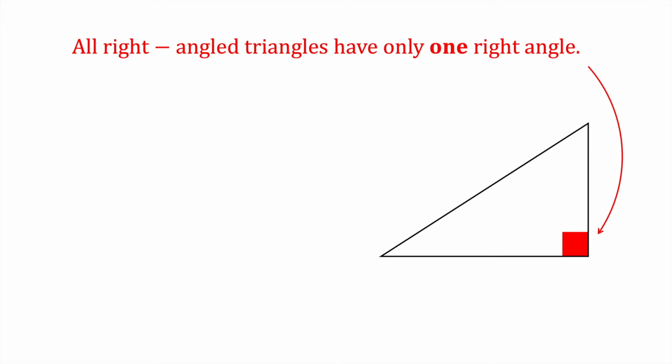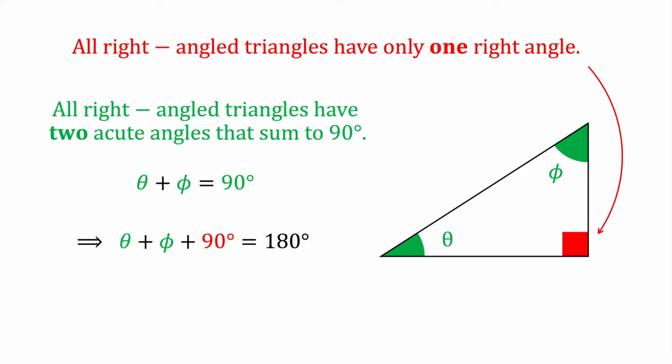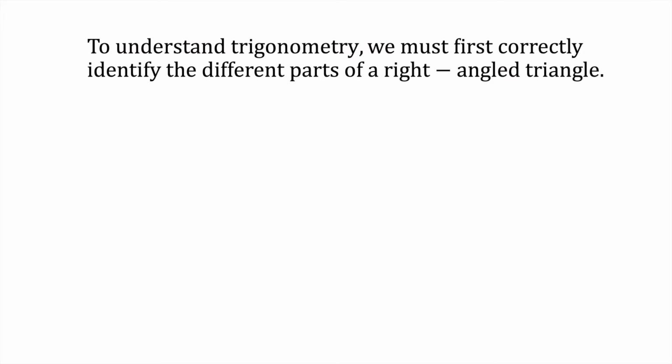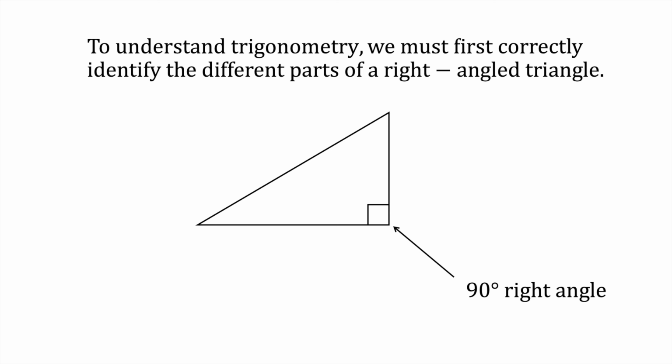All right-angled triangles have only one right angle. And all right-angled triangles have two acute angles that sum to 90 degrees. Acute angles are angles less than 90 degrees. To understand trigonometry, we must first correctly identify the different parts of a right-angled triangle. Here is a right-angled triangle.